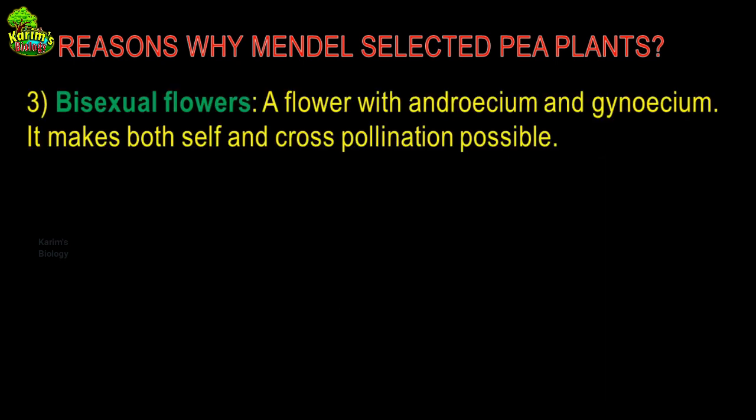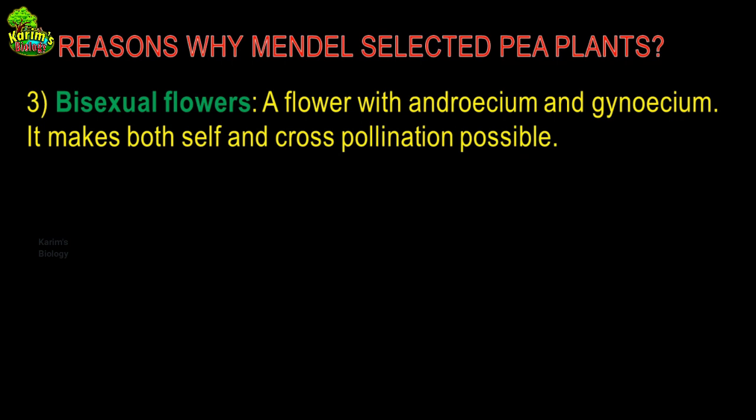And there is a third reason. The third reason is bisexual flowers. I think that you remember your 7th class biology. In your 7th class, you studied that all flowers contain sex organs, which are of 2 types, called androecium and gynoecium. Androecium refers to the male sex organ and gynoecium refers to the female sex organ. When both the sex organs are present within the same flower, that type of flower is called a bisexual flower.